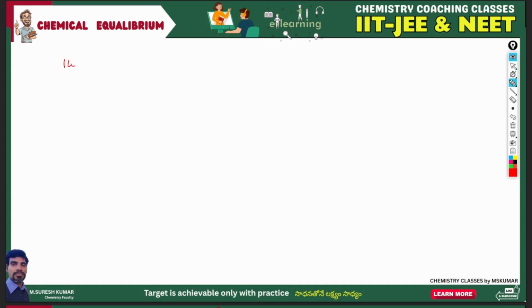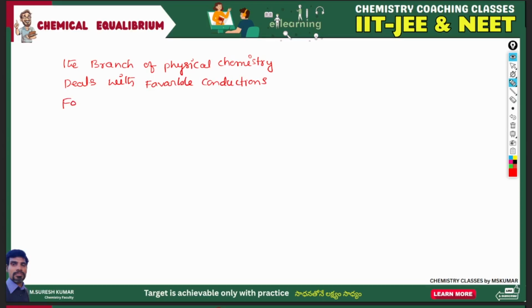Chemical equilibrium means the branch of physical chemistry that deals with the favorable condition for conducting a chemical reaction.